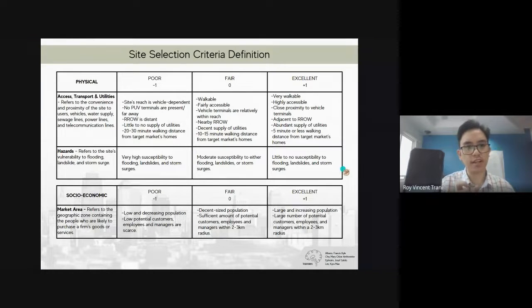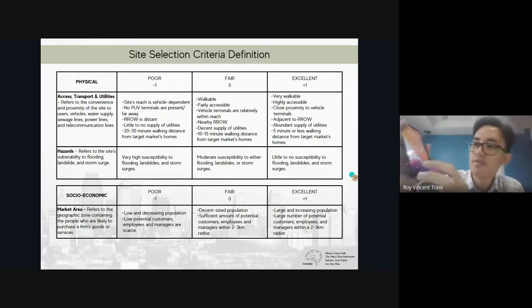Just one keyword, like instead of "site's reach is vehicle dependent," you can just say "vehicle dependence." No PUV terminals present or far away, like "limited PUV access," something like that. RRW is distant, that's good. Little to no supply of utilities, that's good. 20 to 30-minute walk distance from target market's home. So you could say walking distance from target market's homes. Oh, no, the 20 to 30-minute has to be there. So maybe 20 to 30-minute from target market, to make it shorter.